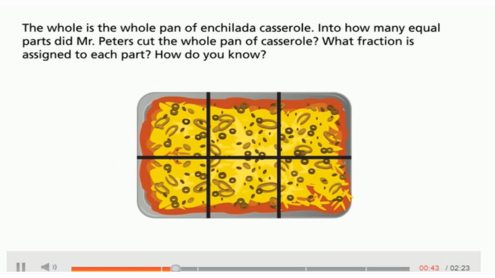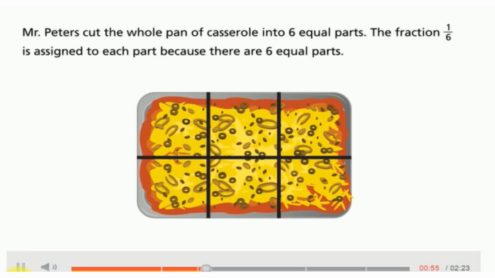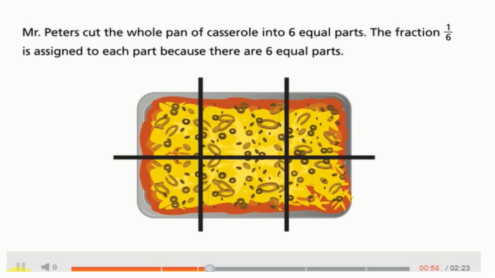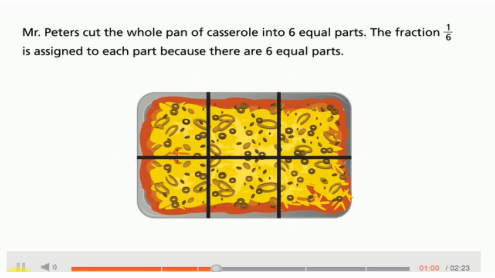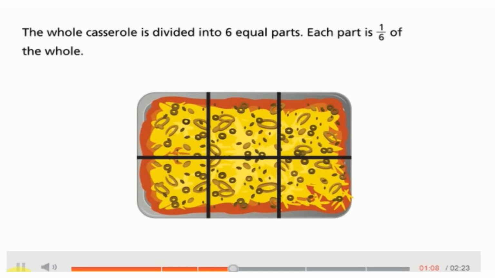Into how many equal parts did Mr. Peters cut the whole pan of casserole? What fraction is assigned to each part? How do you know? Mr. Peters cut the whole pan of casserole into 6 equal parts. The fraction 1/6 is assigned to each part because there are 6 equal parts. The whole casserole is divided into 6 equal parts. Each part is 1/6 of the whole.